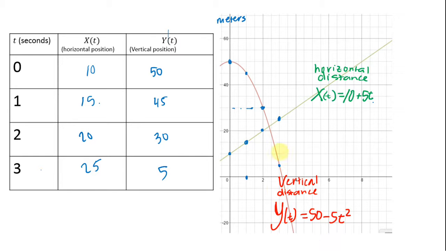I can also see here that there's clearly a relationship between my horizontal position and my vertical position, just like there was with my horizontal position in time and my vertical position with time. We can define the relationship between the horizontal position and the vertical position, just like we defined the relationship between the horizontal position in time and the vertical position in time.